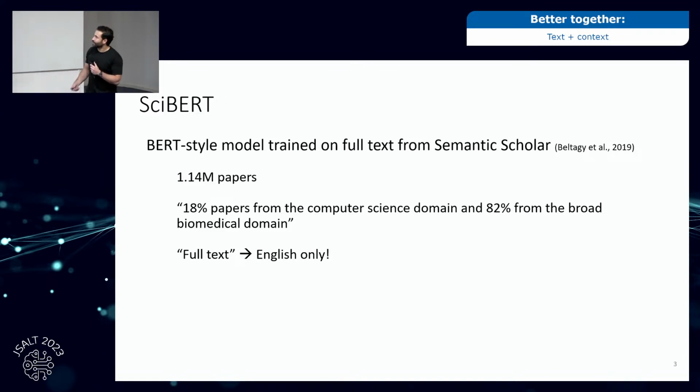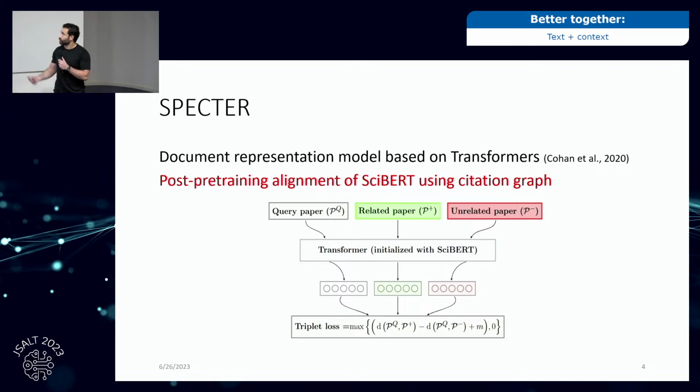At the surface, that does make sense, because a lot of the scientific literature is written and discussed in English. But as our experiences in recent years show, there might be some value to looking at multiple languages. So BERT is used in Spectre, which was mentioned previously. Spectre is a document representation model based on transformers. We can look at it as a post-pre-training alignment of BERT using the citation graph. We sample triples from the citation graph, and then we use a triplet loss to align their sentence representations.